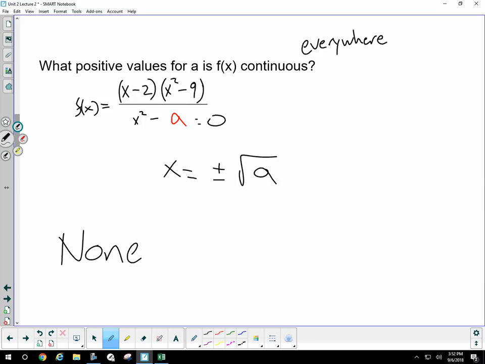Negative values, now that would be different. Any negative value would work because you'd have x squared plus 1. Can you plug in any real number for x here and solve that? No, you'd have the square root of negative 1. So if you ended up with any negative number and had x squared plus a value, then you would be continuous everywhere.